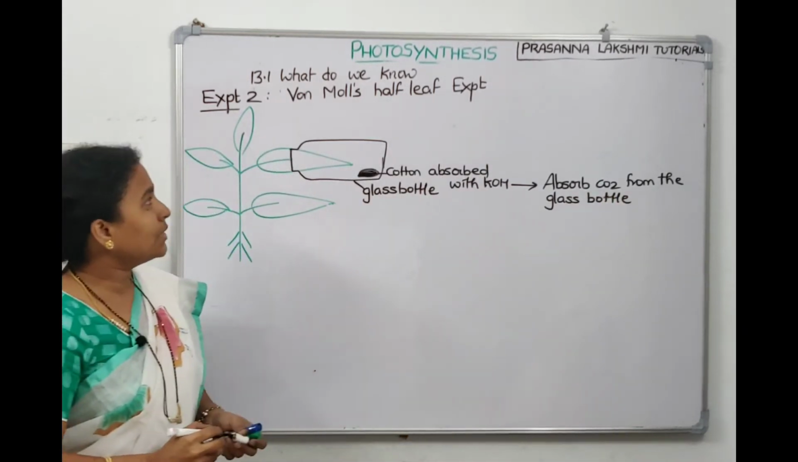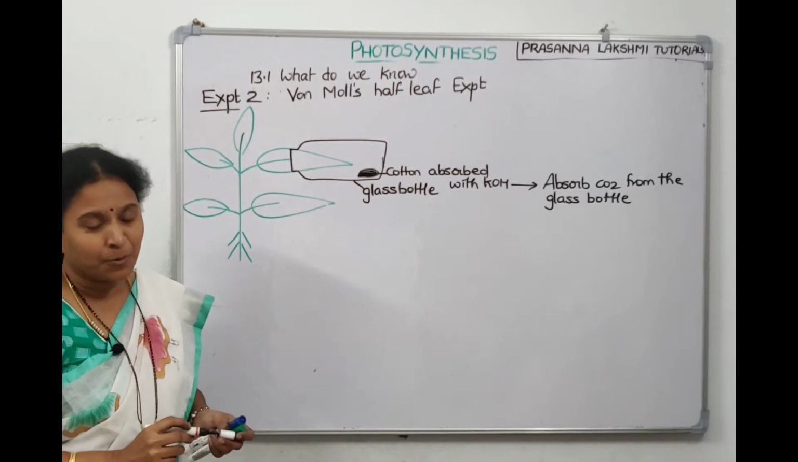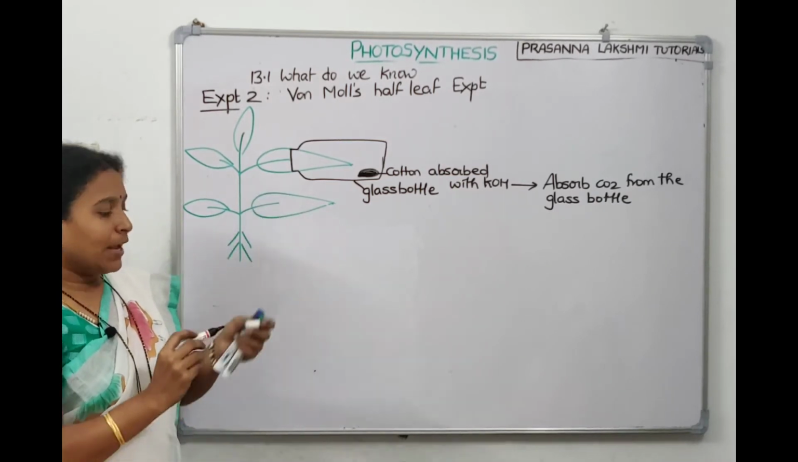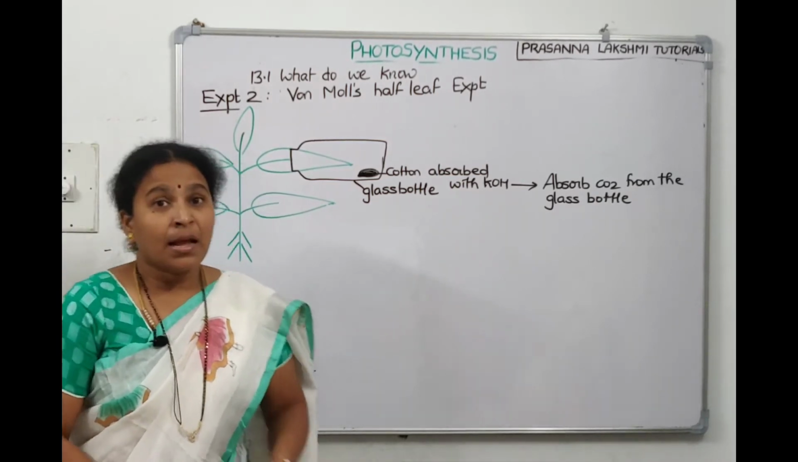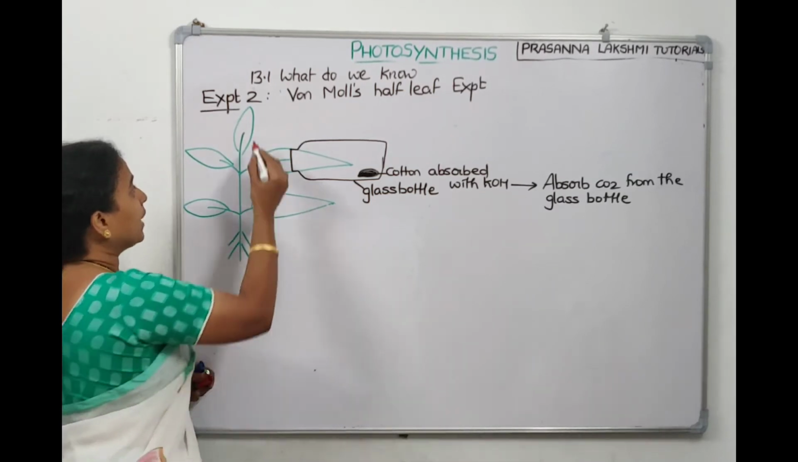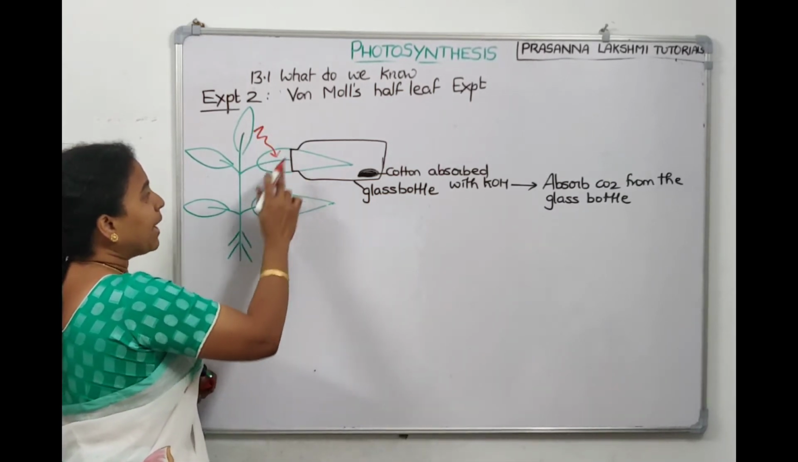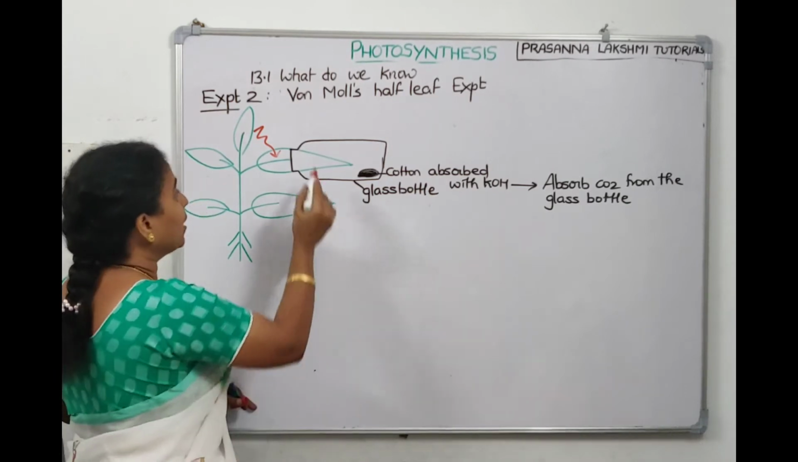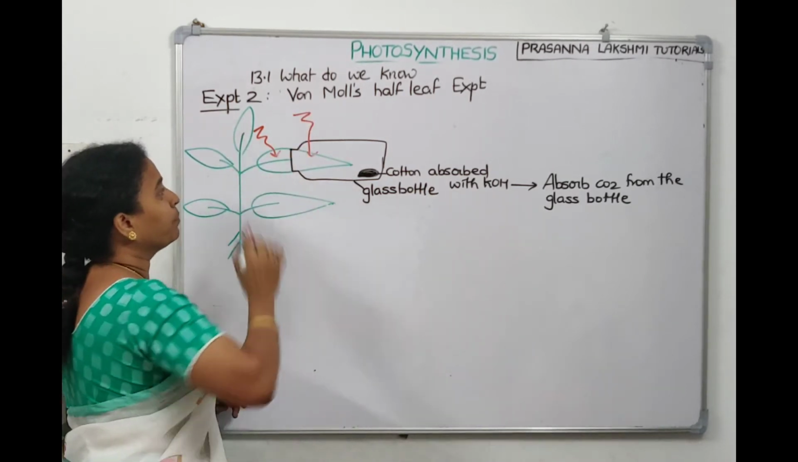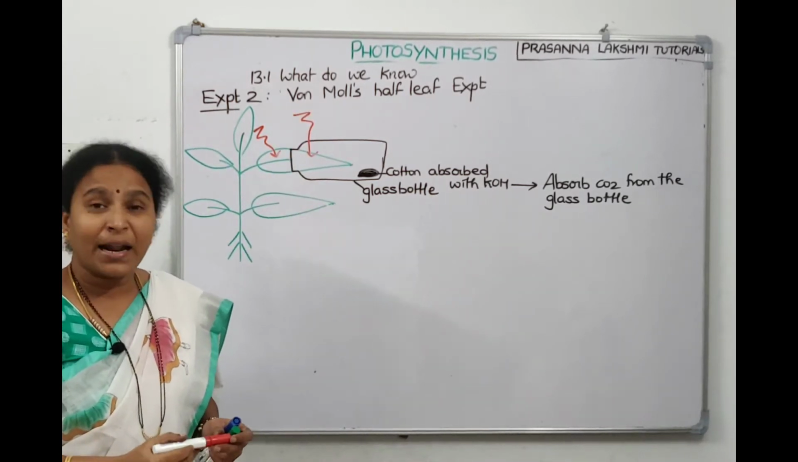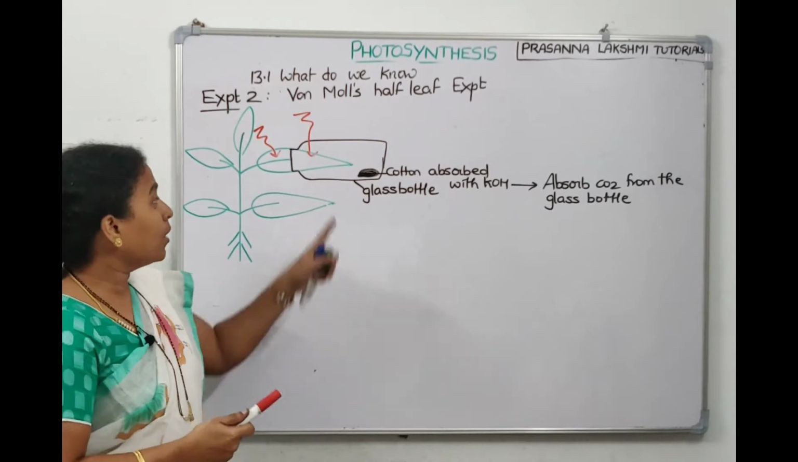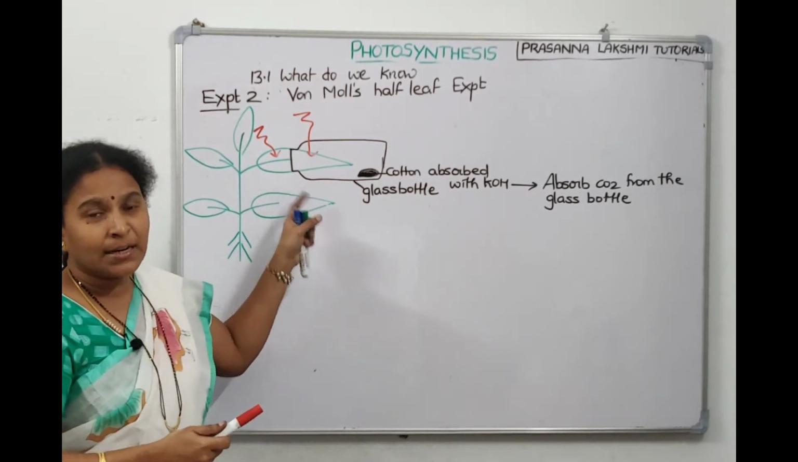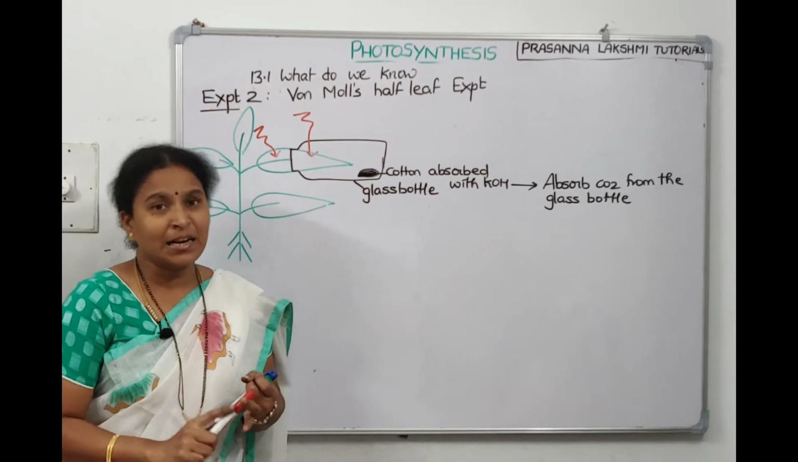Now this is the setup. That's why it's called half leaf experiment. Half of the leaf is exposed to sunlight. The remaining half also, since it is a glass bottle, the sunlight can still go. Light is there. Okay. So here also green color is there. Light is there. Green color is there.